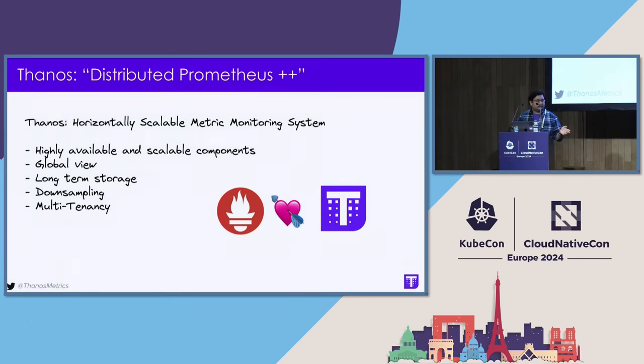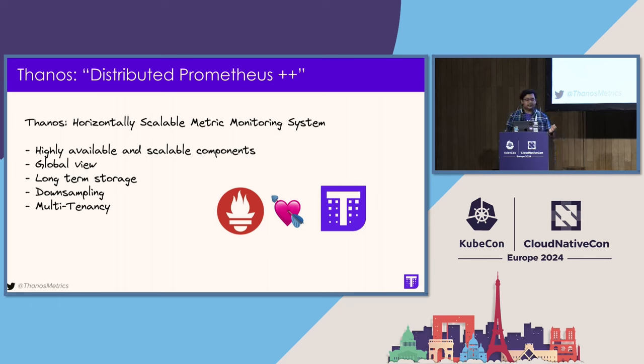So if you haven't already heard of Thanos, it is a distributed and scalable monitoring system based on Prometheus with highly available and scalable components that provide you with a global view of all your metrics and long-term storage and querying with features like downsampling and even multi-tenancy. It can actually be termed as a sort of distributed Prometheus plus, as it distributes parts of Prometheus like the rule engine, query engine, scrape engine, and so on, and makes it scalable whilst also enabling more functionality.